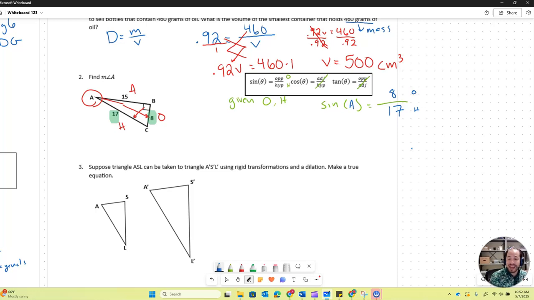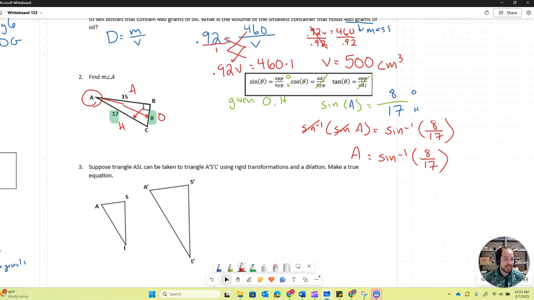Now, in order to find A, we need to get that A by itself. So I need to get rid of sine. And the way we get rid of sine is by using sine inverse. So I take sine inverse of both sides. Sine inverse of sine of A equals sine inverse of 8 over 17. These cancel out because they're inverses, and I now know A is equal to sine inverse of 8 over 17. This I can put into a calculator.